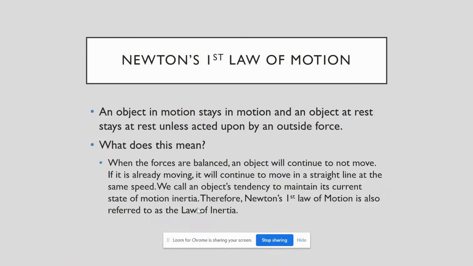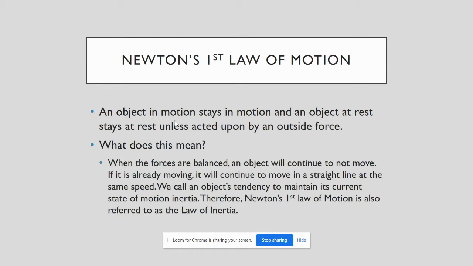It could be 0. So sometimes you see it written like this. An object in motion stays in motion, and an object at rest stays at rest, unless acted upon by an outside force, okay? And when it talks about in motion, stays in motion, it means it stays in motion at the same constant velocity. It doesn't speed up or slow down either, okay?